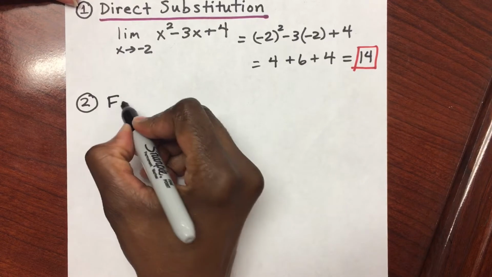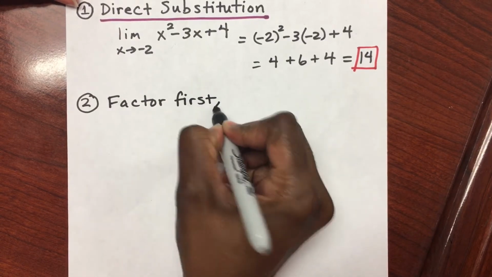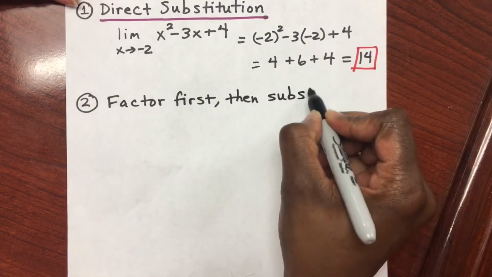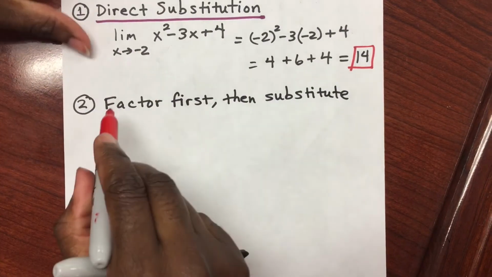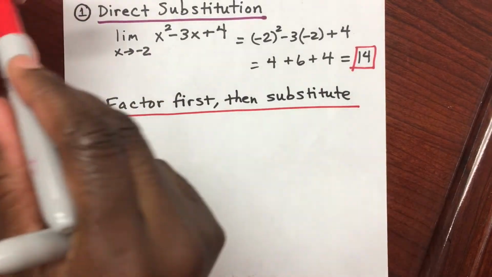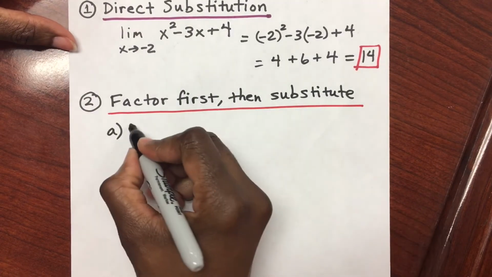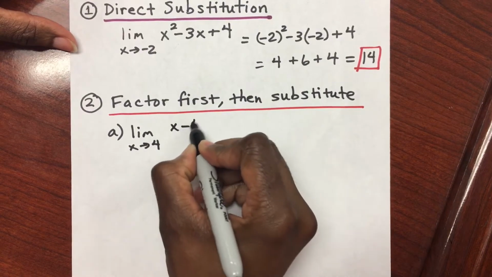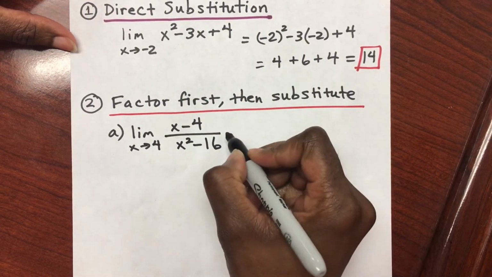We will factor first, then substitute. Let's begin. Let's do 2 of these. The limit as x approaches 4 of x minus 4 divided by x squared minus 16.